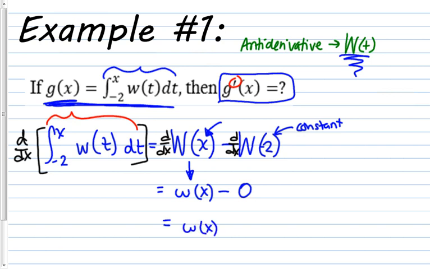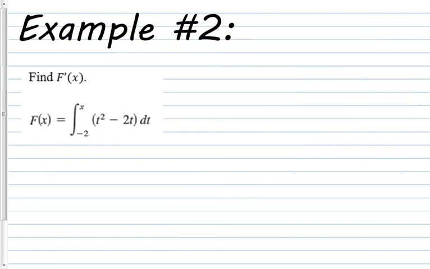So my answer is w of x. Well, look at that. If I had, at the very beginning, just looked at this and plugged in the x, I would have my answer. Example 2, find f prime of x. So this is f of x, and I'm looking for the derivative. But I'll do this one last time the long way, but after this, no more.